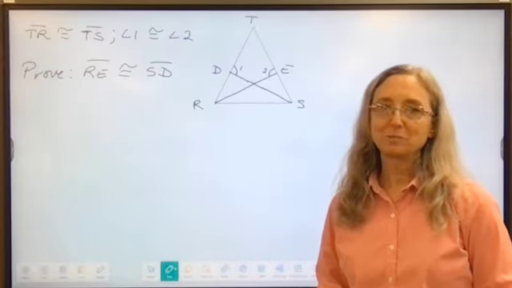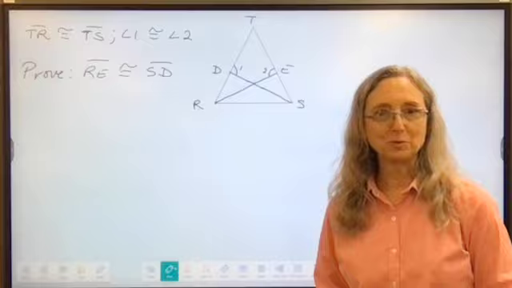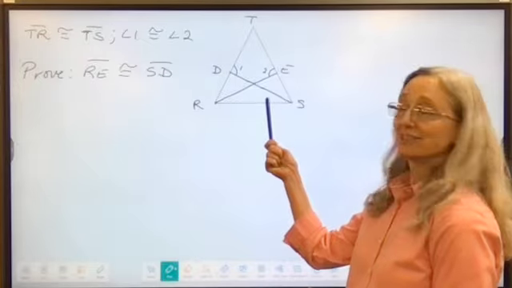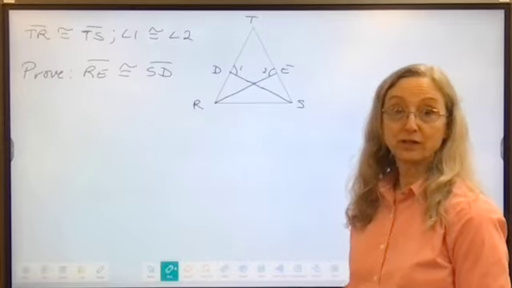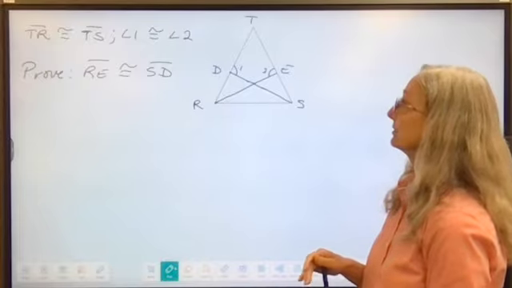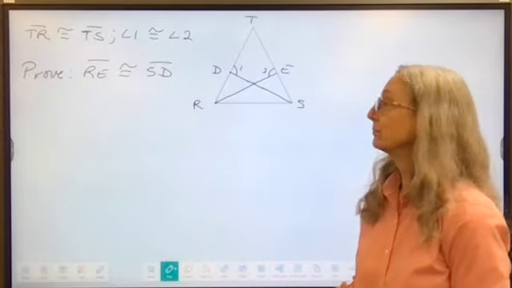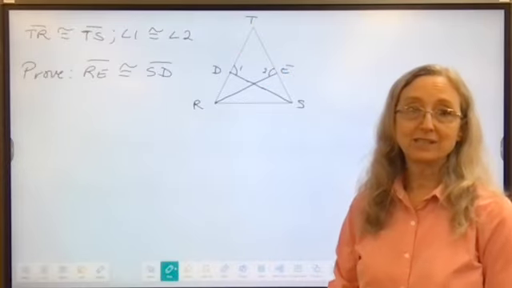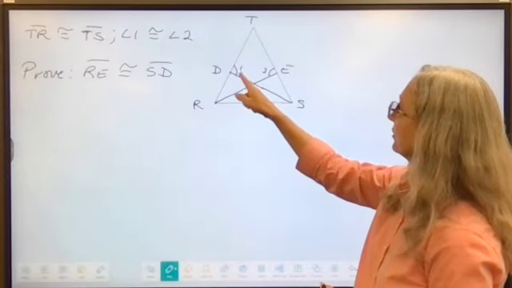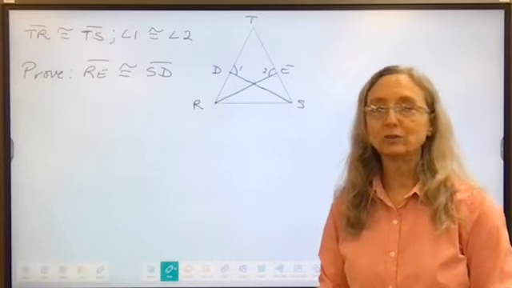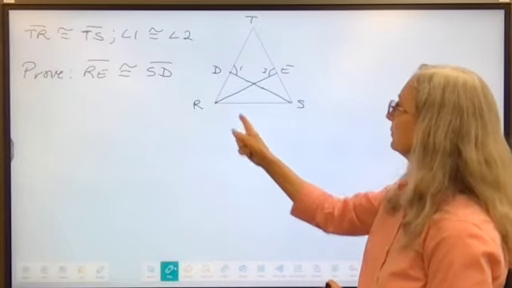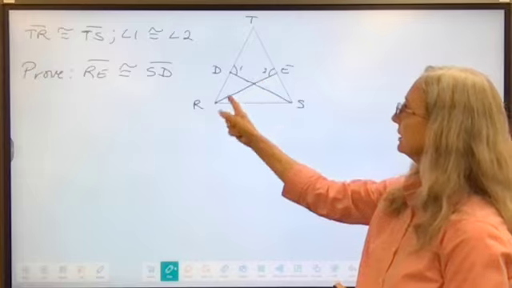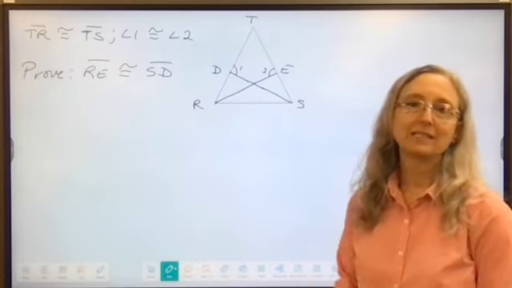Okay, this one's a little more challenging. Let's see what you can do with this one. See what I mean about overlapping triangles? We have several different triangles here in this diagram. We are told that TR is congruent to TS, and angle 1 is congruent to angle 2. Can we prove that RE is congruent to DS?